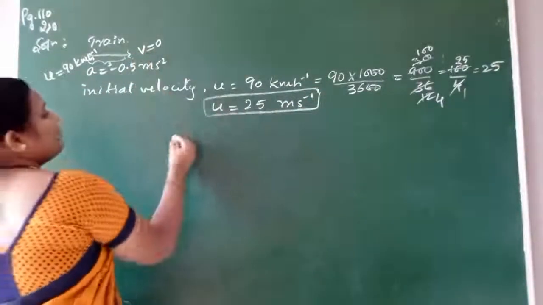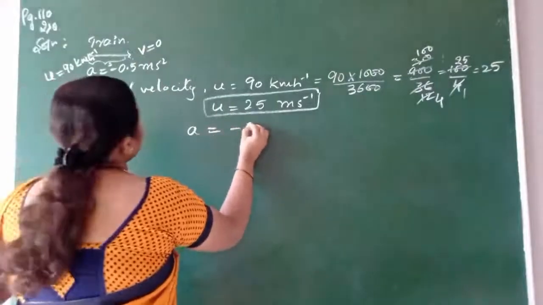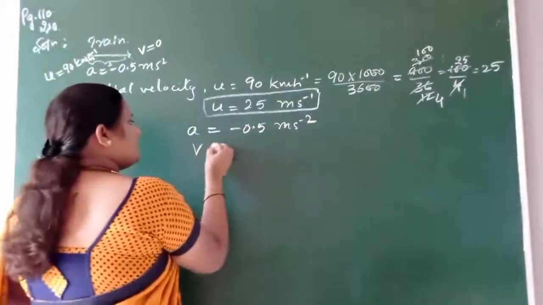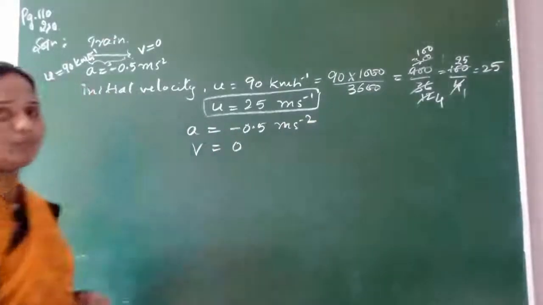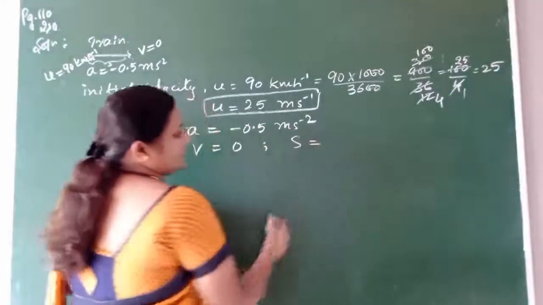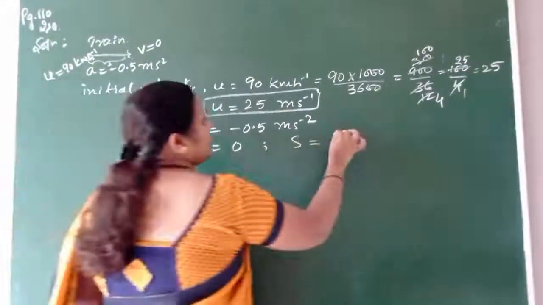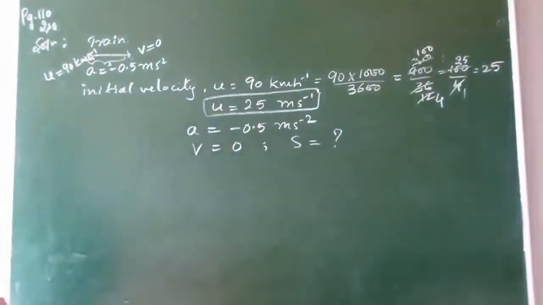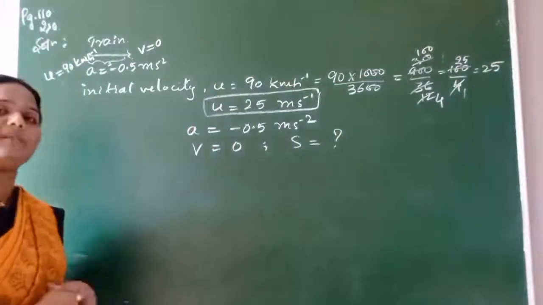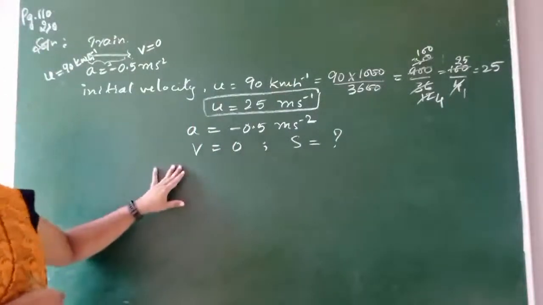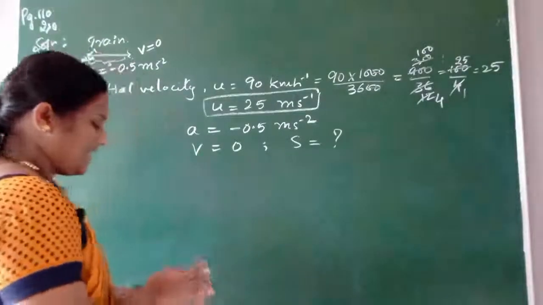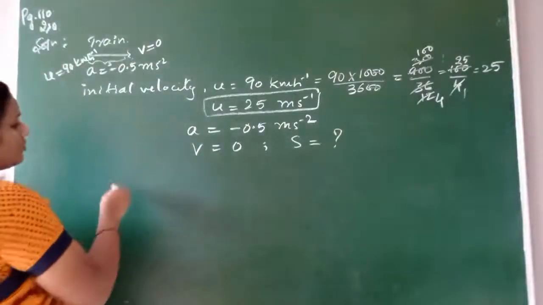And it is moving with the acceleration, that is what? Minus 0.5 meter per second square. And the final velocity is what? 0. Isn't it children? And for this we need to calculate distance in terms of s. So after looking at all these given data children, which formula will come to our mind? Yes, very good. What is that? V square is equals to u square plus 2as. The third equation of motion, what is that?